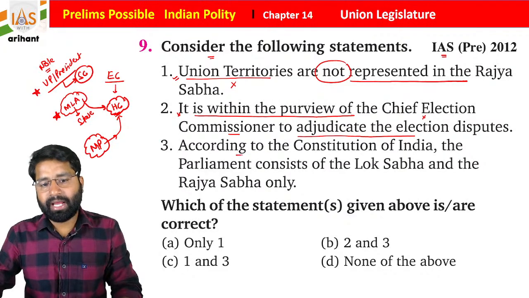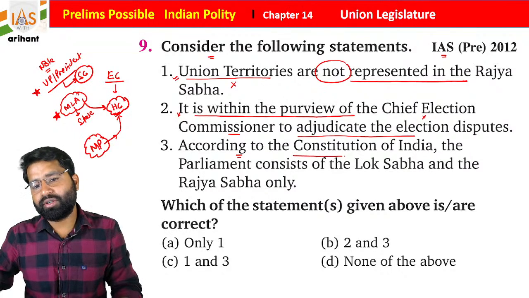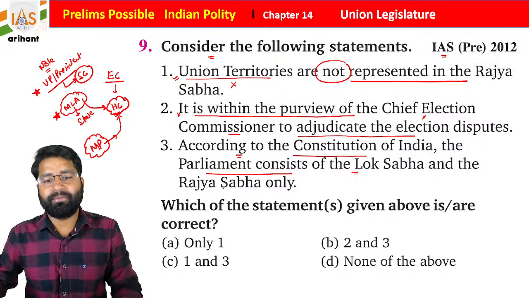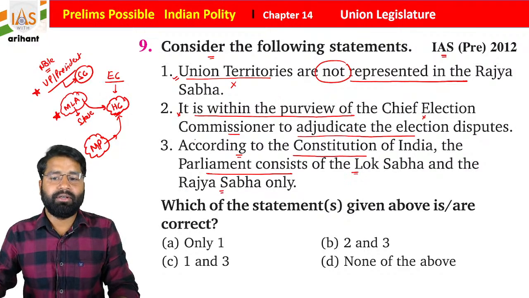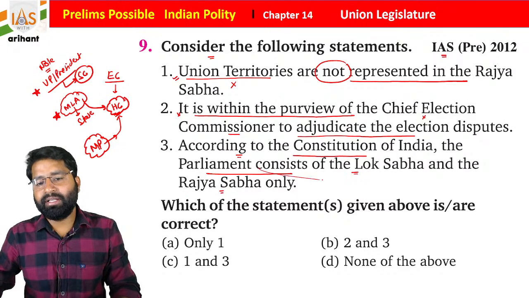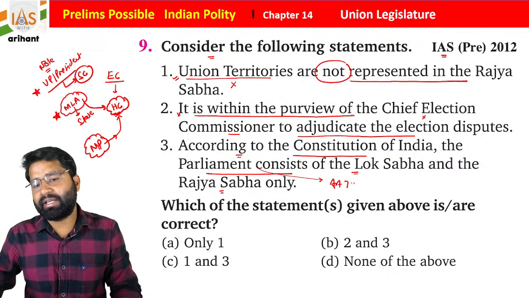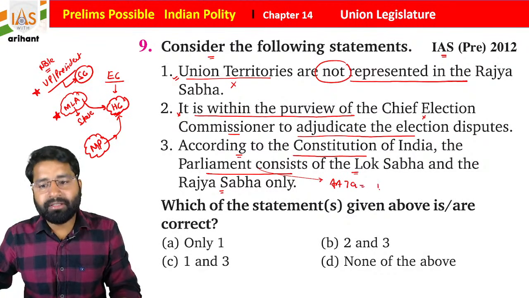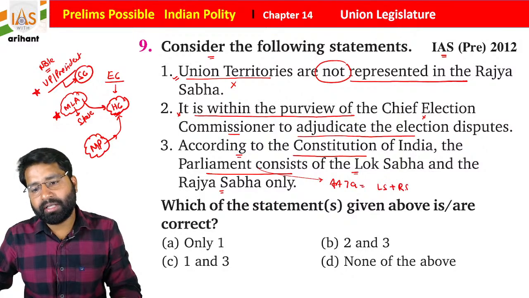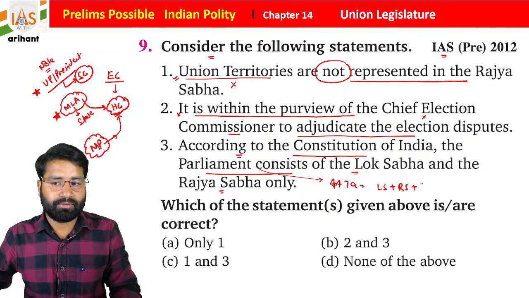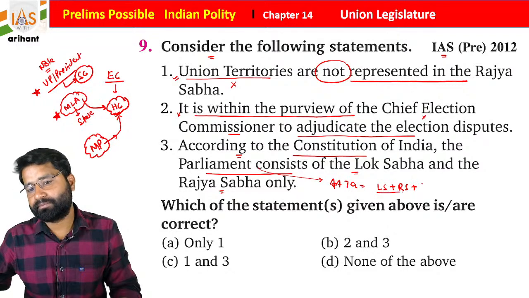Now, according to the Constitution of India, the Parliament consists of Lok Sabha and Rajya Sabha only. We all know, according to Article 79 of the Indian Constitution, Parliament consists of Lok Sabha, Rajya Sabha, and basically the President.